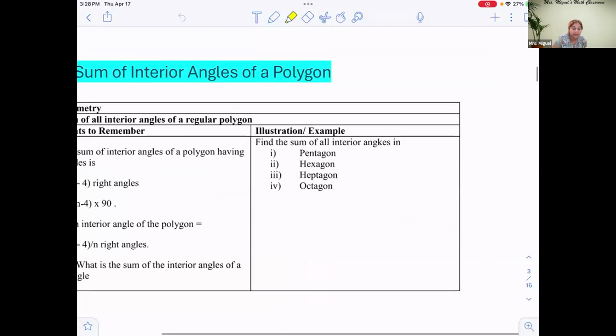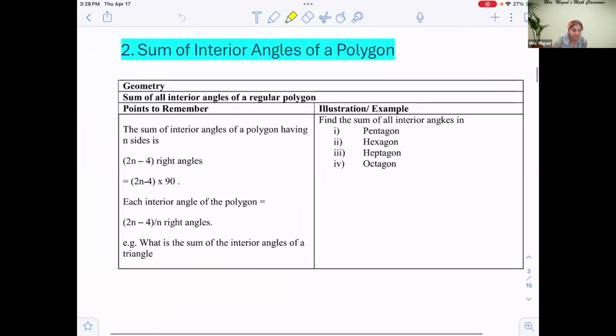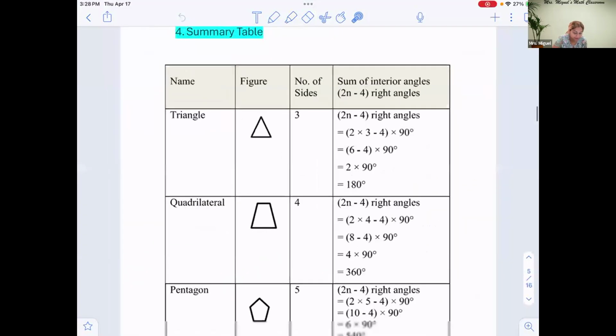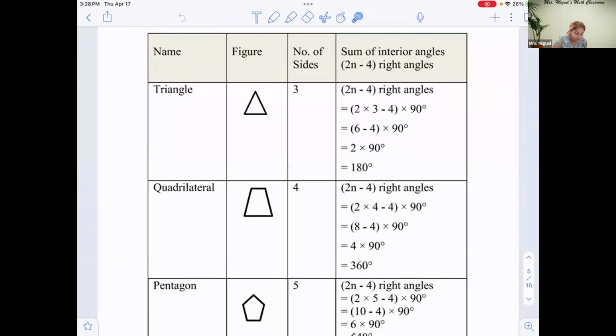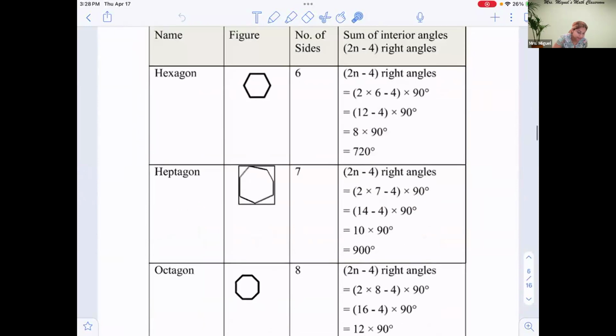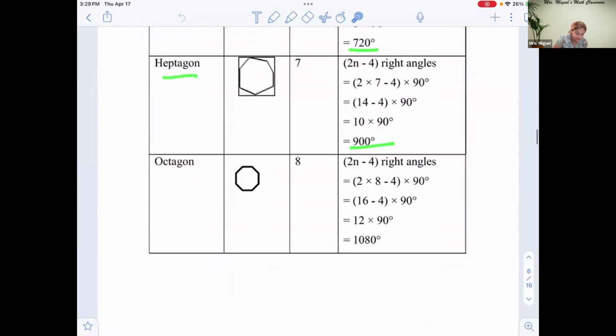So here I have included a note for you. They have 180 into n minus 2, which is the same as 2n minus 4, right? And sometimes we are required to find the sum of the interior angles. Now I have a general summary table listed: triangle 180, quadrilateral 360, pentagon 540, hexagon 720, heptagon 900, octagon 1080.